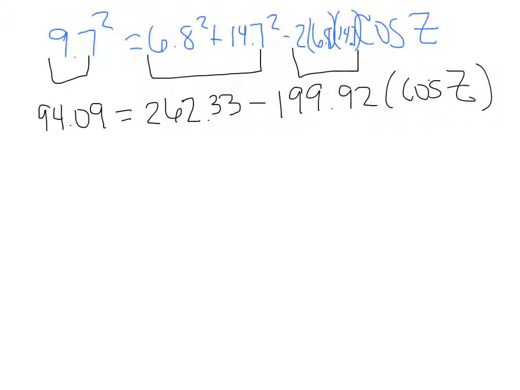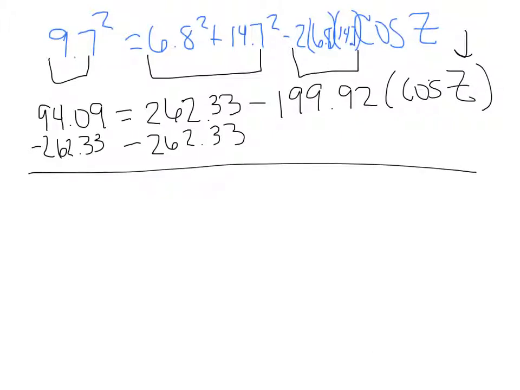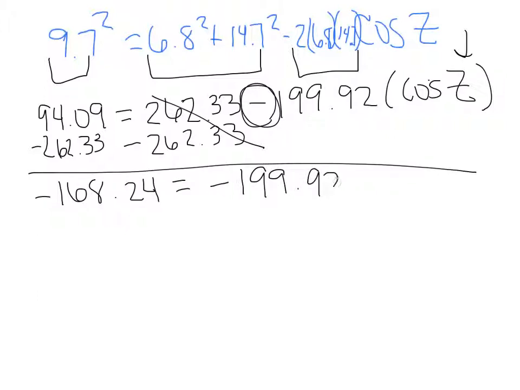Okay, so now I am trying to solve for z, so I'm doing this just like algebra. My next step will always be to subtract this term right here. When I subtract it, my answer will always be negative. So 94.09 minus 262.33, and I get negative 168.24. Don't forget this minus sign. That's where people mess up. That negative 199.92 times the cosine of z. Okay, so this will always come out to be a negative number right there.